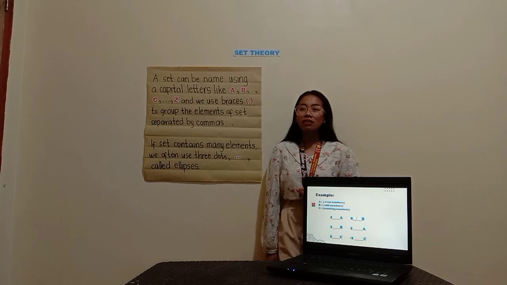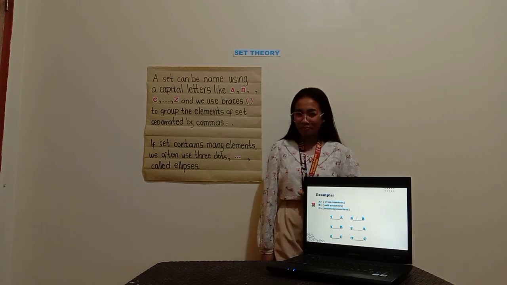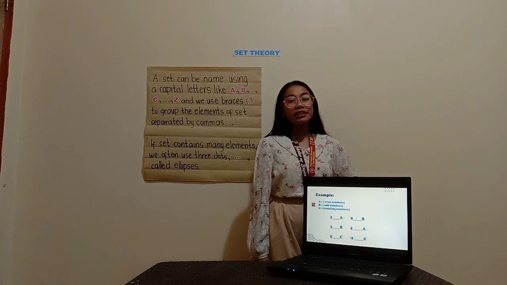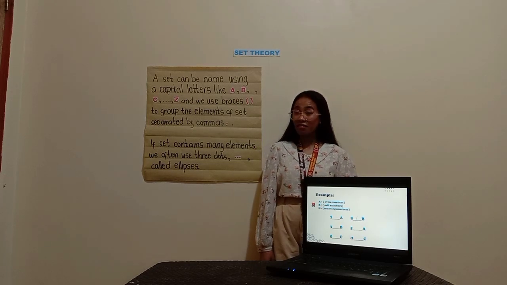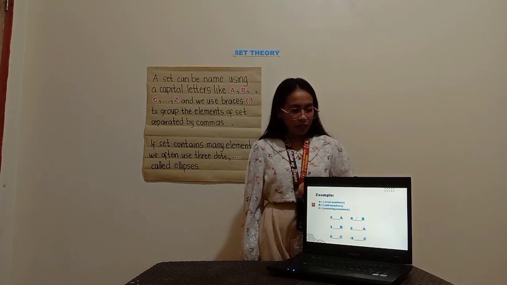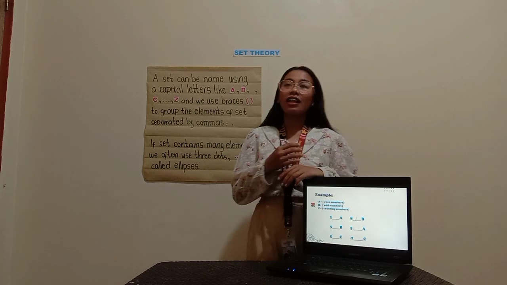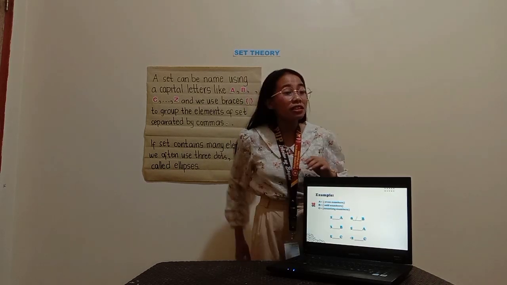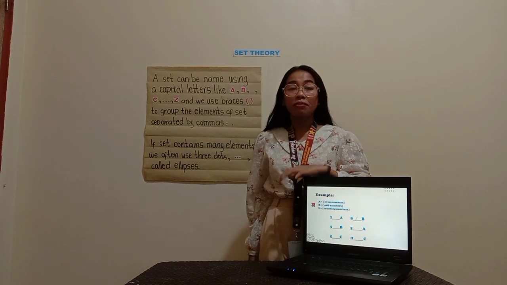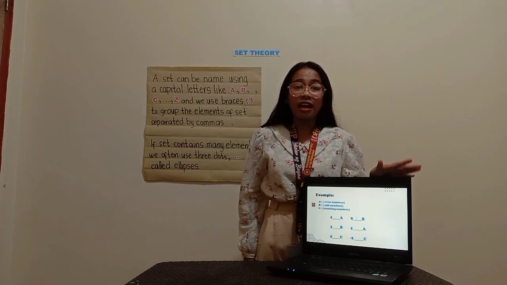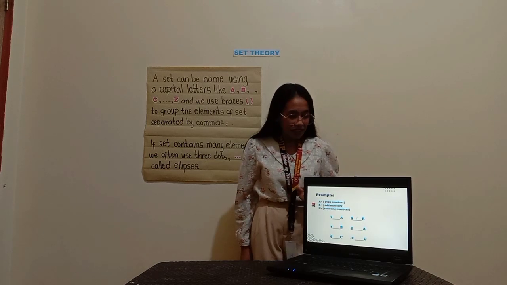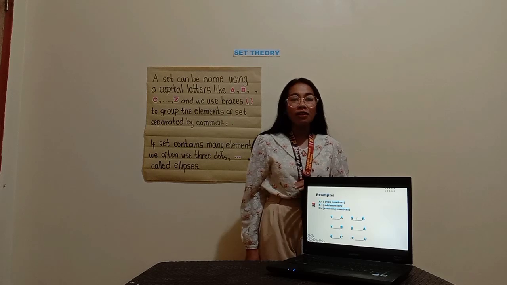So, is 8 an element or not an element of B? Emily. Yes, correct. It is not an element because B is a set of odd numbers and 8 is not an odd number. Next, is 5 an element or not an element of A? Yes, Trixie. Correct. It is not an element of A because A is the set of even numbers and 5 is an odd number. So last, is negative 2 an element or not an element of C?